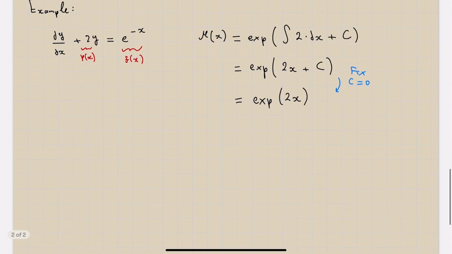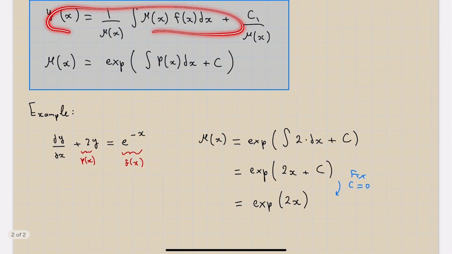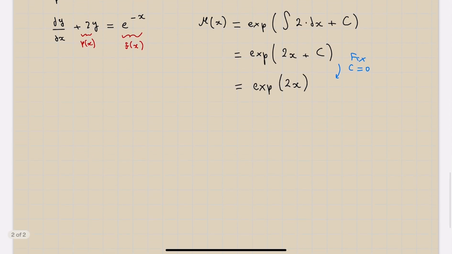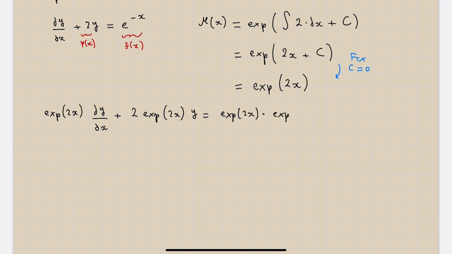So let's multiply our equation. I can plug it in right away, but let's make sure that we get our method clearly. I'm going to multiply by exponential 2x times dy/dx, then I'm going to write 2 exponential 2x times y, and I'm going to have exponential 2x times exponential minus x. So they will combine. So we multiply by mu(x), which is exponential 2x.